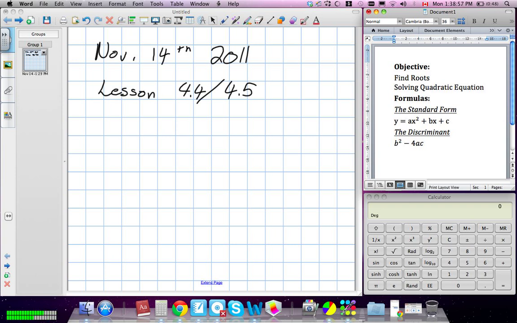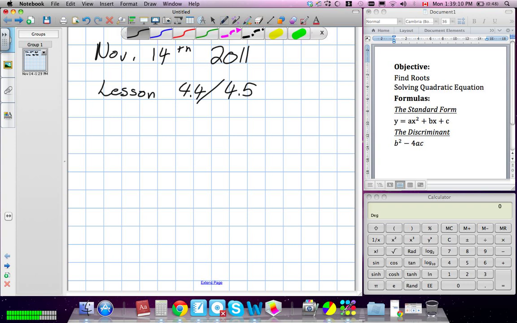Now, for lesson 4.4, there are two major things you need to remember. What we're trying to find out is the number of x-intercepts in a quadratic expression. We're going to be taking the three variables a, b, and c in our standard form. So our standard form is y is equal to ax squared plus bx plus c. Is this example one? Yeah.